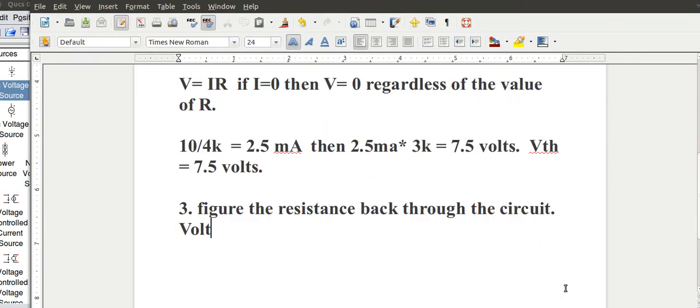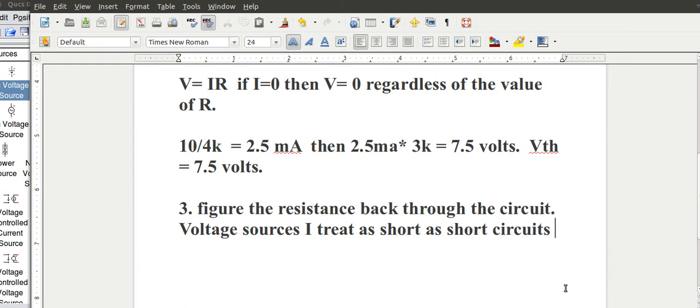In Thevenin, we have a special rule. Voltage sources I treat as short circuits for the purposes of this step. If you were in a lab and you were wanting to measure your Thevenin resistance with an ohm meter, you would have to remove your voltage source and replace it with a wire. That's what I'm talking about. So figure the resistance back through the circuit. Voltage sources I treat as short circuits.